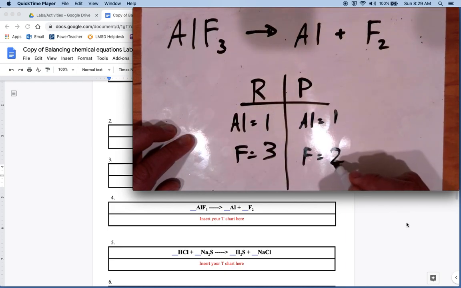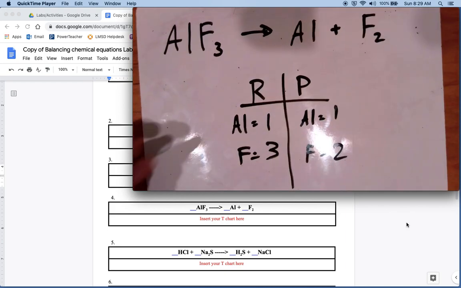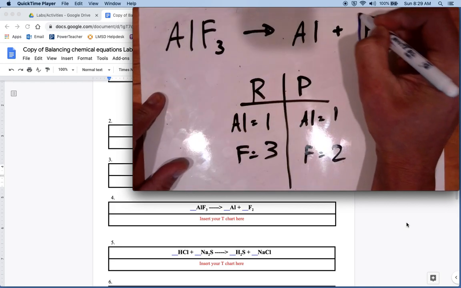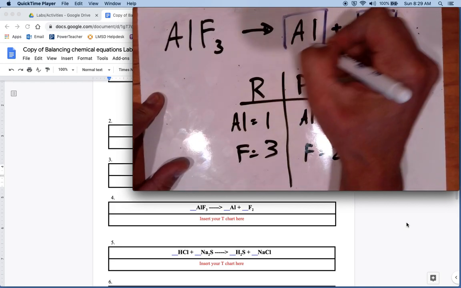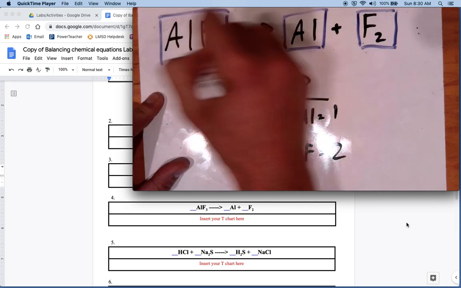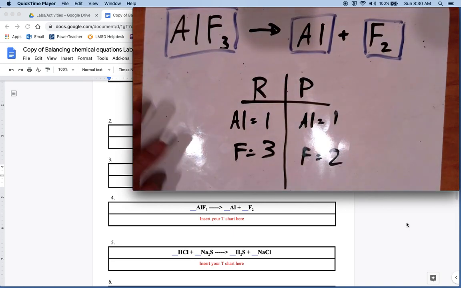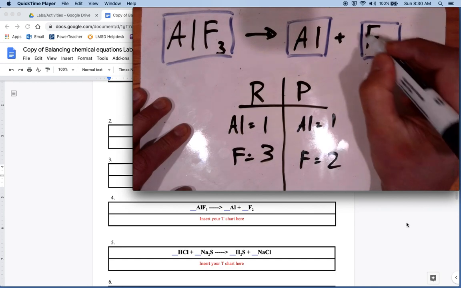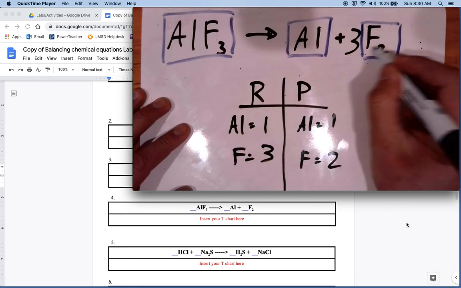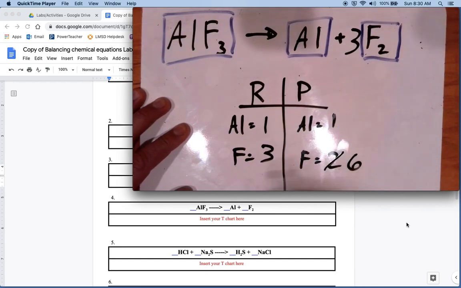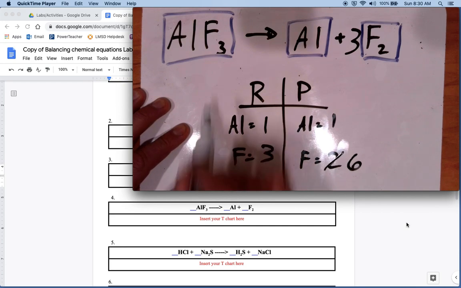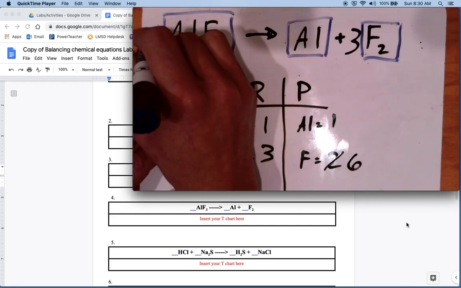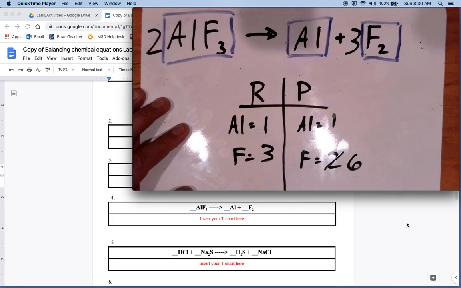If I just multiply this by 3, oh, I forgot to do this first. Putting your boxes around it so that you know you can't change those. So I know that if I put a 3 here, I can get this F2 to get to a 6, because I can get this F3 to a 6 too, by putting a 2 over here. So now that becomes a 6. My F's are balanced.